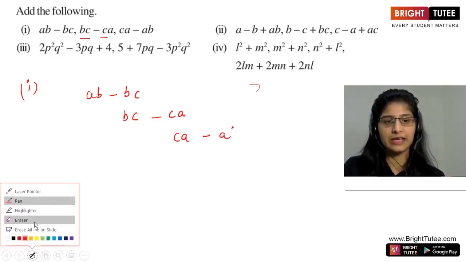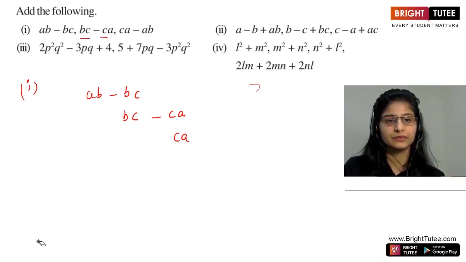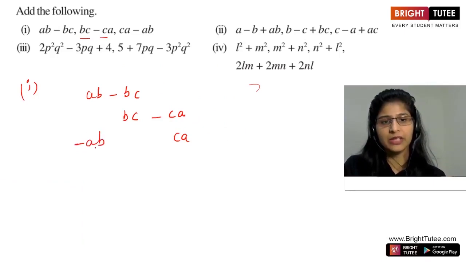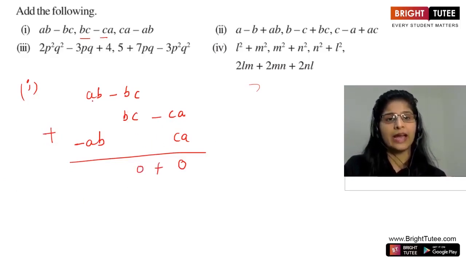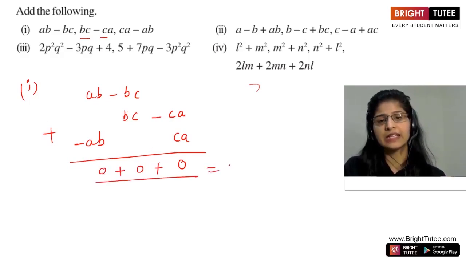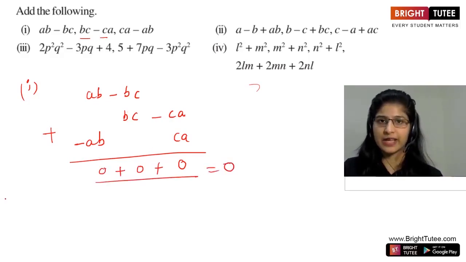So let us just write that. CA we have written below CA, and minus AB. We will write minus AB here. So just solve it. We have to add them. In addition, no sign changing will be there. So just see, minus CA plus CA is 0. Minus BC plus BC is 0. And AB minus AB is 0. So the answer that we get is 0 for the first part.